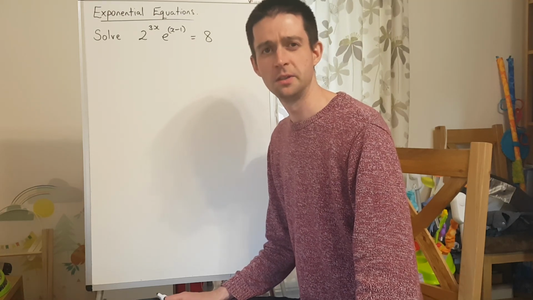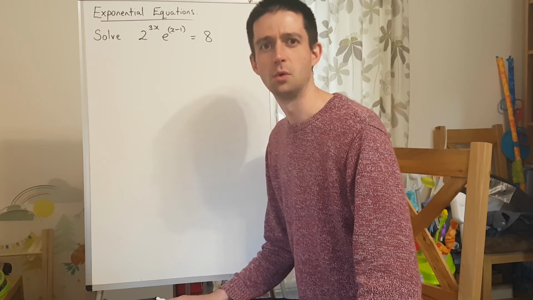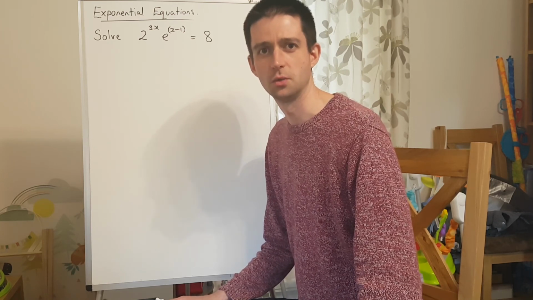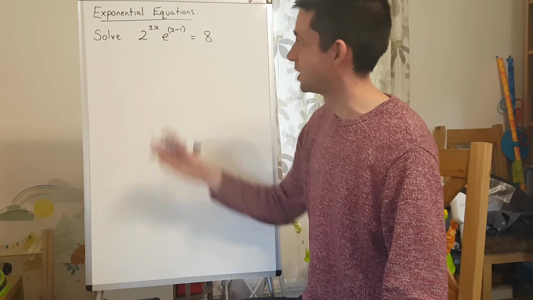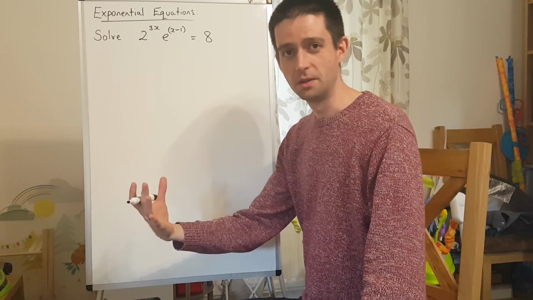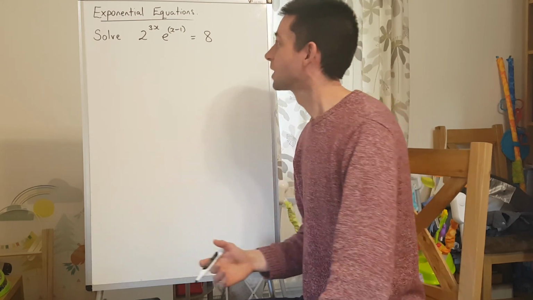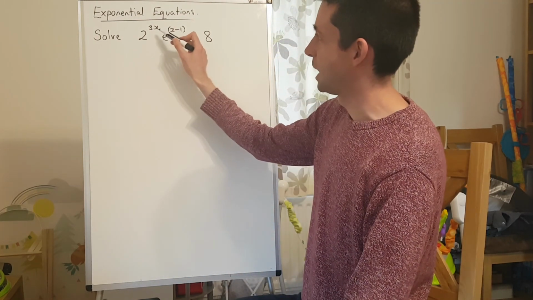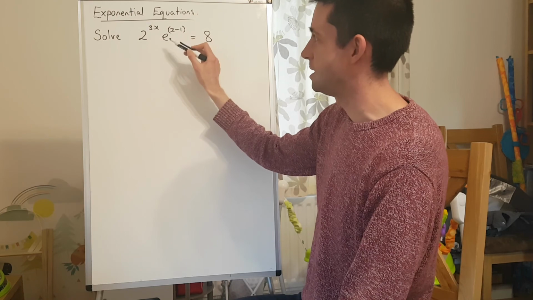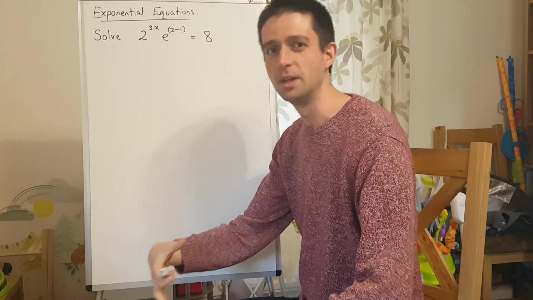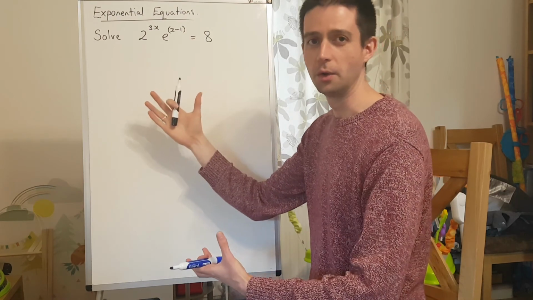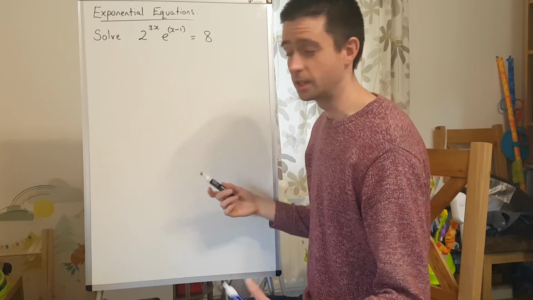This is the third part of the lesson on solving more complicated equations with exponentials and natural logarithms. And this final example is very similar to the one that we did in part 2. So we have 2 to the power of 3x times e to the power of x minus 1 equals 8. It looks very similar, there's just a little bit more going on here. The process is going to be the same.